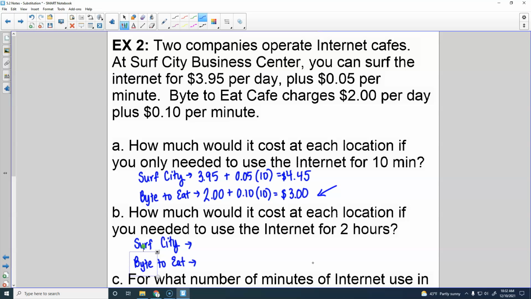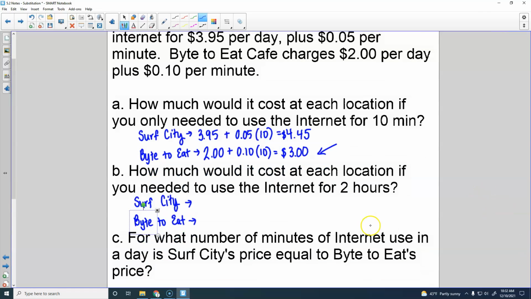All right. So, somebody tell me what to do for Surf City. Vince, what do you think? You do 3.95 plus 0.05, and you times that by 120. All right. Why are you using 120? Because 60 times 2 is 120, because you've got to put minutes here, right? You're charged per minute, not per hour. And what do you get whenever you do that, Vince? You get $9.09.